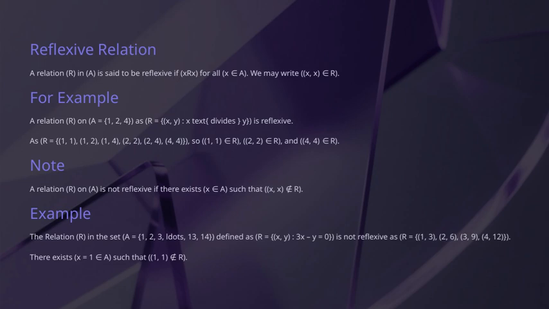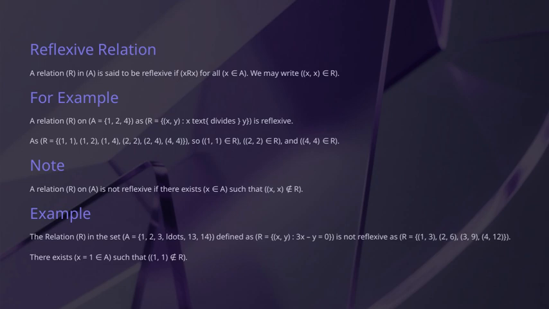Why? Because for a relation to be reflexive, every element in A must relate to itself, meaning each pair (x, x) should be in R, but in this case, (1, 1) is not in R, since 3 times 1 minus 1 equals 2, which is not 0.